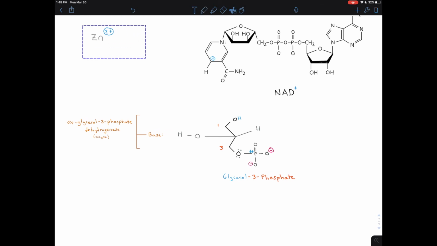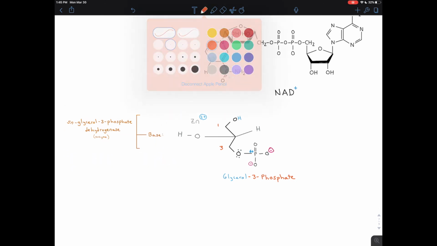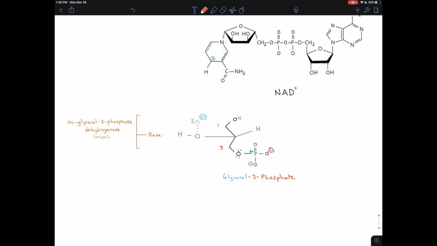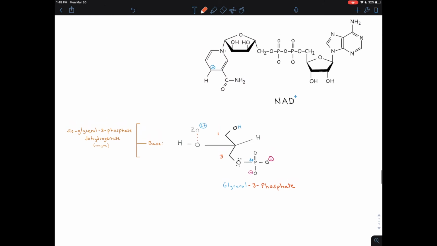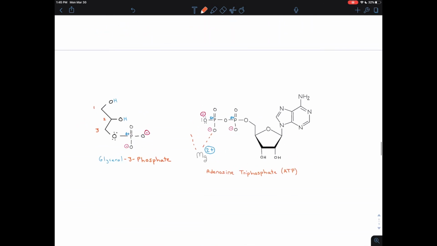Now, one of the things that positions this in place and stabilizes this oxygen throughout this whole process is a zinc molecule, and the SN-glycerol 3-phosphate dehydrogenase positions that so that it stabilizes that oxygen. Notice we're seeing a common theme in the role of these metals and these enzymes. They often position things correctly and neutralize charges. That's what we saw with the magnesium earlier.